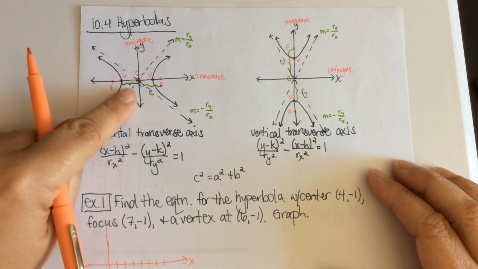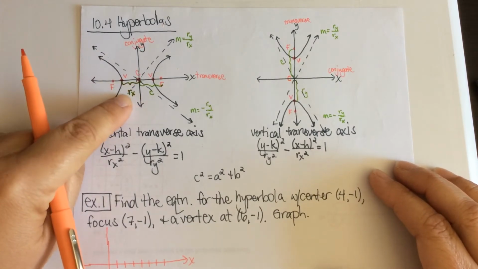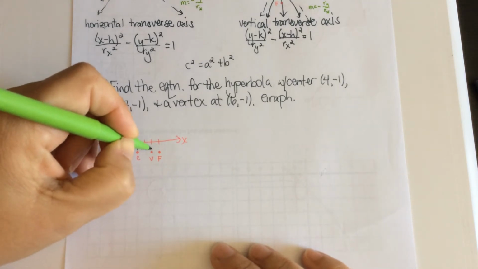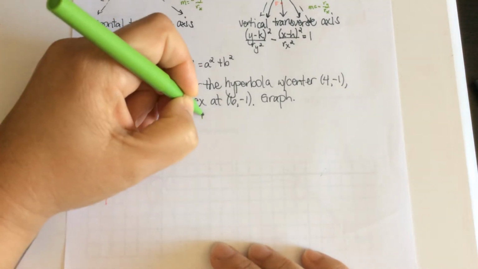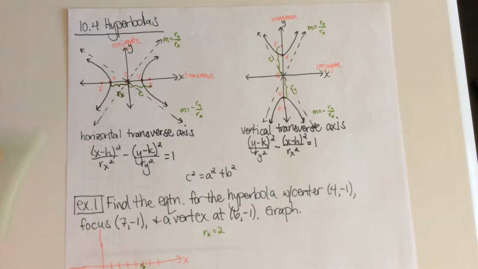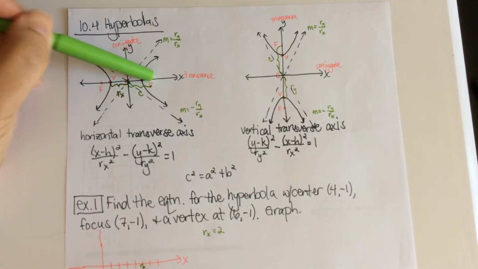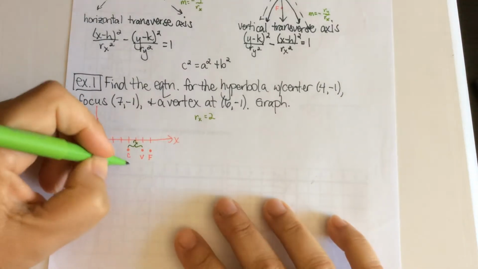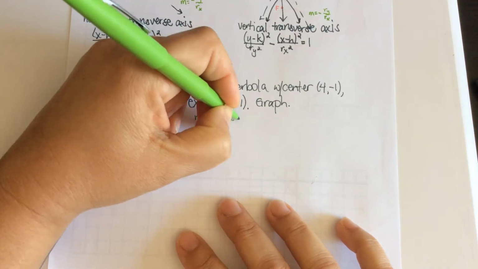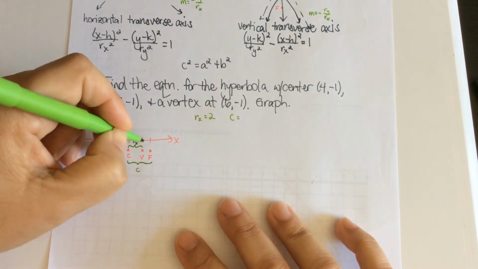And I can see that the distance between the center and the vertex is the r sub x. So in this case, the r sub x is 2. And then I can see that the distance from the center to the focus is the c value. So from the center to the focus is the c value. That is 1, 2, 3, right?